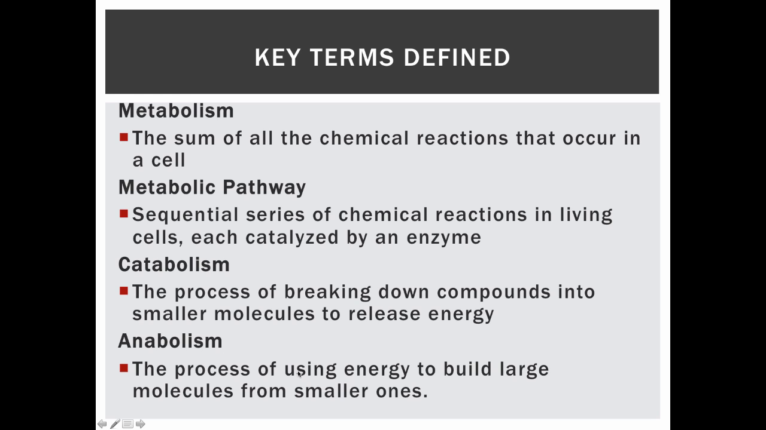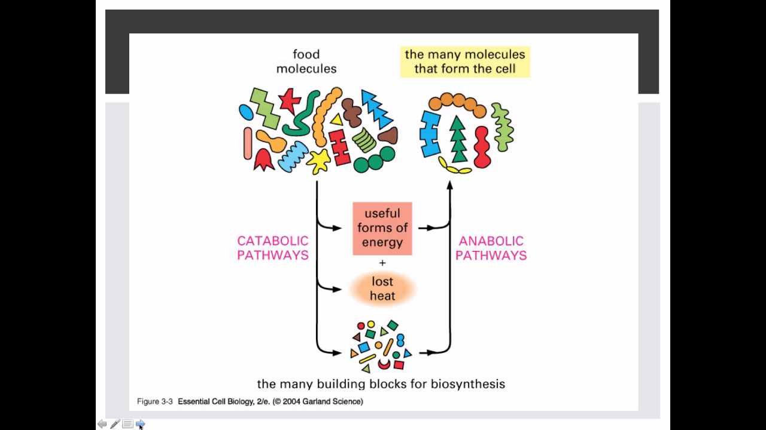And anabolic reactions use energy to build large molecules from smaller ones. So we'll talk in our genetics unit about protein synthesis, DNA replication. All those processes are anabolic, building the macromolecules. So here we need both pathways in order for our cells to function.